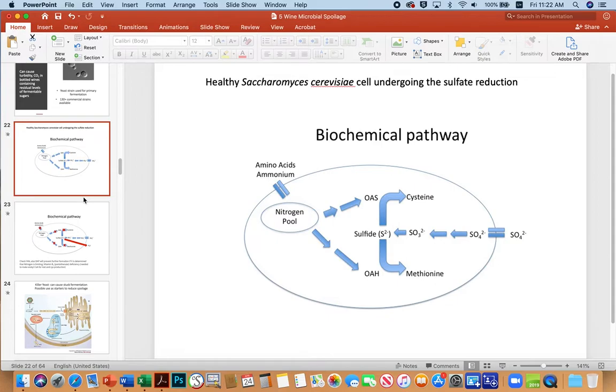This is an overview of the biochemical pathways that might lead to sulfate reduction and the formation of sulfide. So this is the normal pathway. This is what we would want to happen, where there are sufficient amino acids and ammonium that form the nitrogen pool in the cytoplasm of a yeast cell. The yeast can take this nitrogen and, through a series of steps, produce molecules like O-acetylserine and O-acetylhomoserine, combined with sulfate from the environment that is ultimately reduced to sulfide, and these can make sulfur-containing amino acids like cysteine and methionine. So that's the ideal situation.